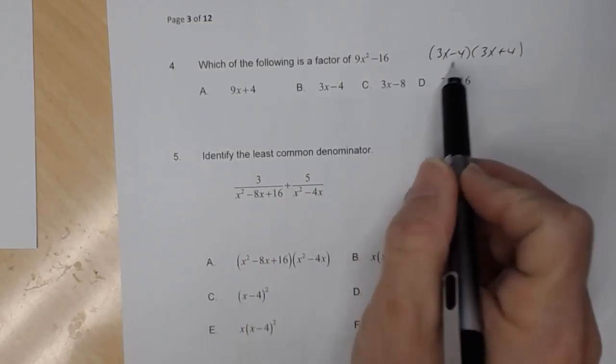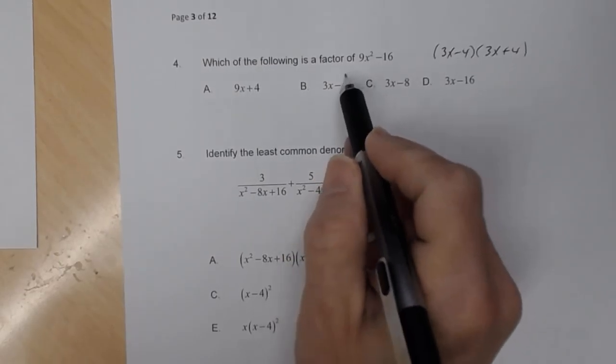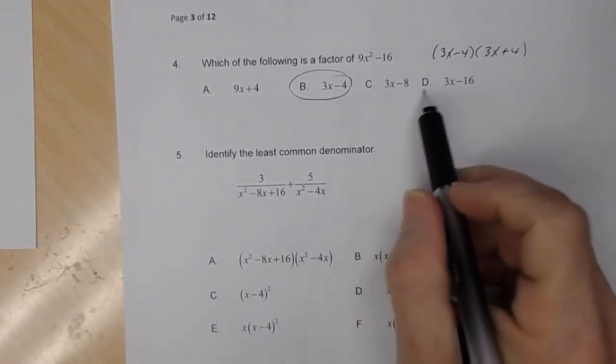And so you have to find in here one of these. So it's going to be this one right here. So B, because B is a factor.